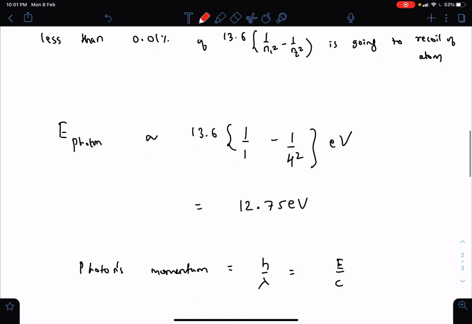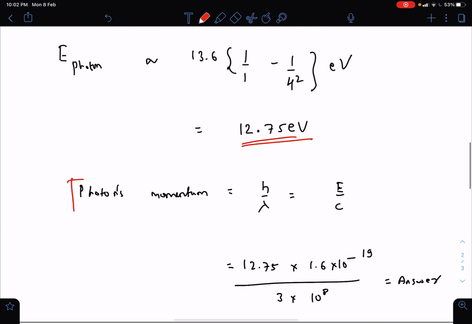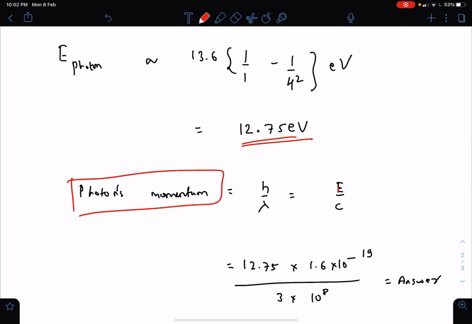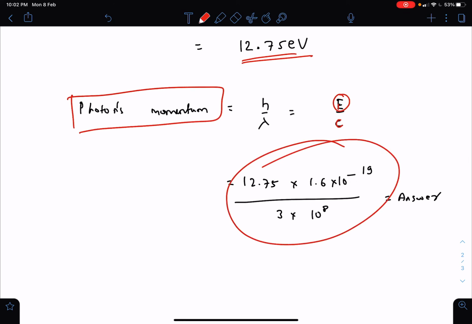So how much is the energy of the photon? It is almost equal to the entire total energy. And how much is the total energy? This. So how much is the photon's momentum? The photon's momentum is equal to the energy of the photon, E, divided by c. Energy is 12.75 electron volt. Convert it into joules by multiplying by 1.6 into 10 raised to minus 19 and divide by c, 3 into 10 raised to 8. That will give you the photon's momentum. And the photon's momentum and the atom's momentum must be the same because of momentum conservation. So this is also the atom's momentum, which is the answer here.